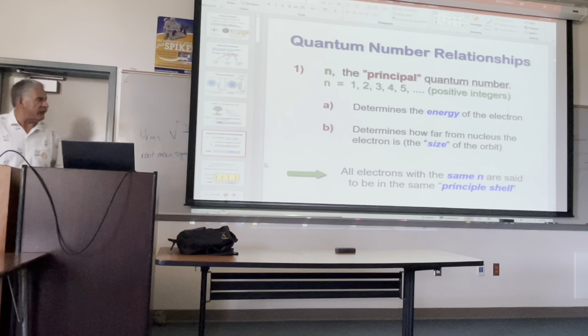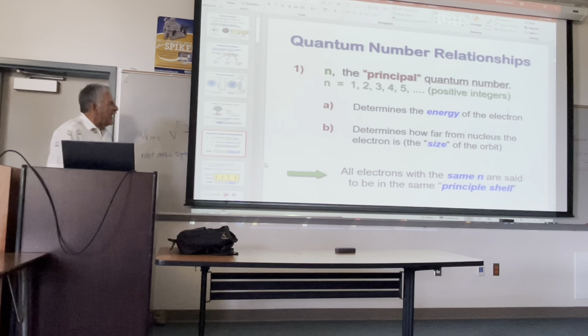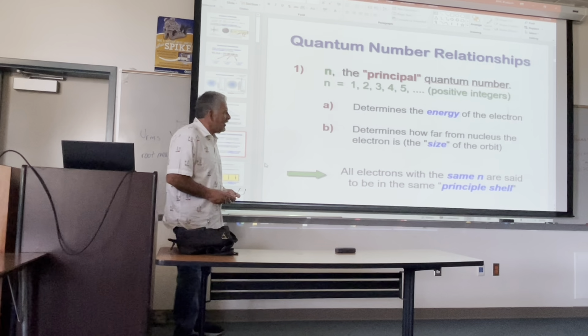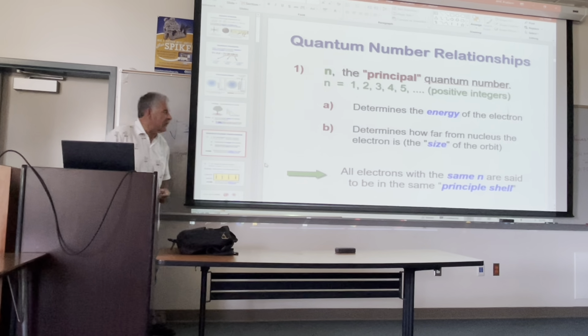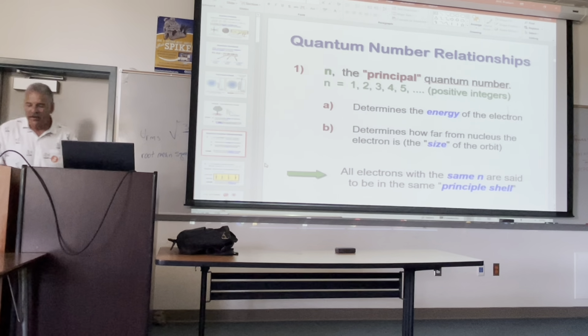So what about the principal relationships? N determines the energy of the electron. It determines how far from the nucleus the electron is, right? So the bigger the N, the farther away from the nucleus, the higher the energy. All electrons with the same N are said to be in the same principal shell.